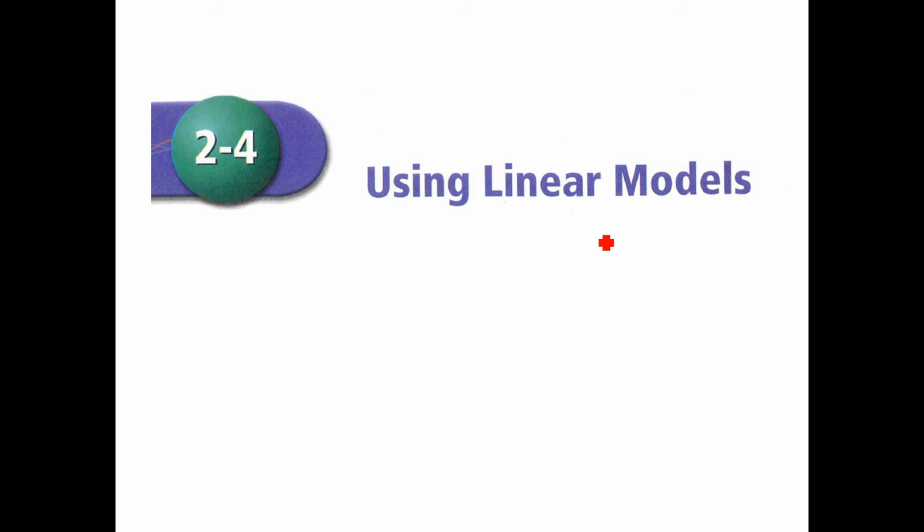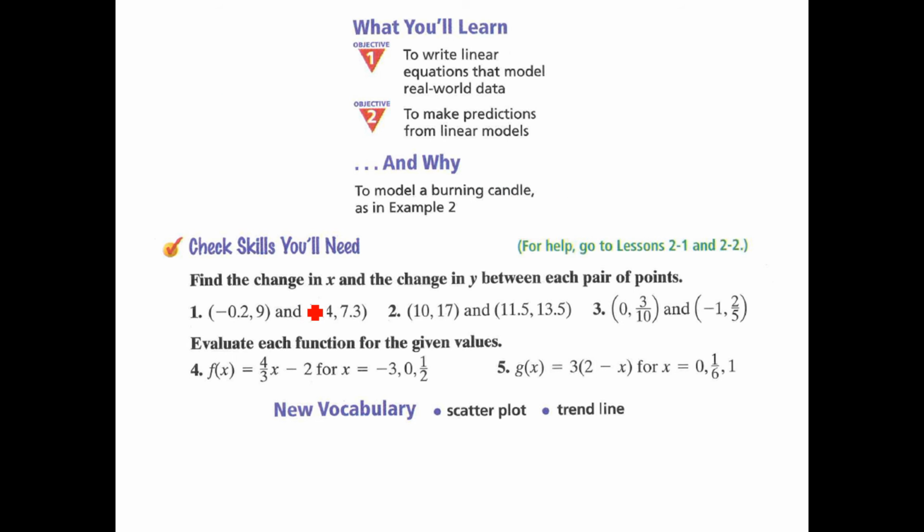Okay, let's get started on 2.4, using linear models. So, two objectives here in this section. One, to write linear equations that model real-world data. In this situation, we're going to be coming up with equations like y equals mx plus b. We have more options than that, but we're going to be using actual data instead of just made-up numbers. And then we're going to use that data to make predictions from those linear models.